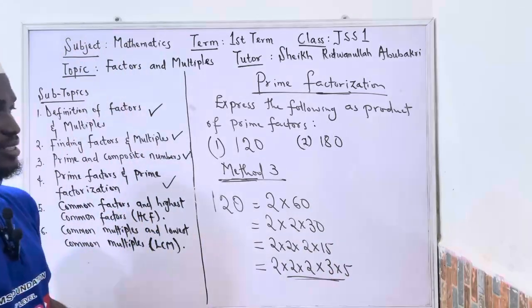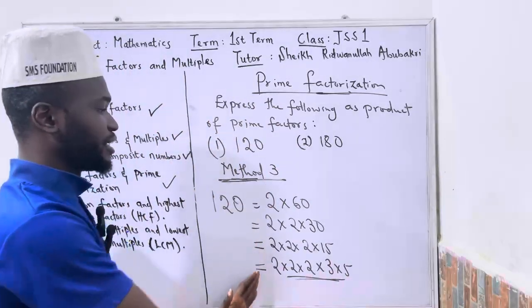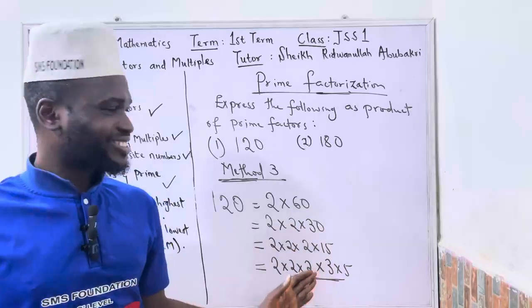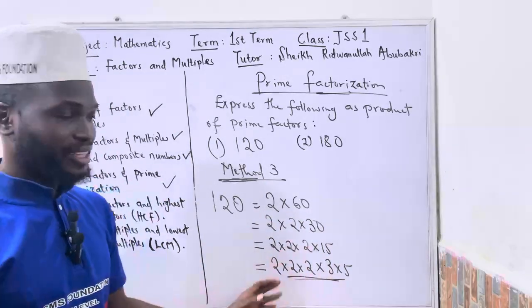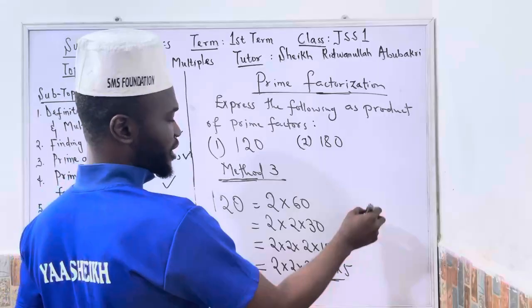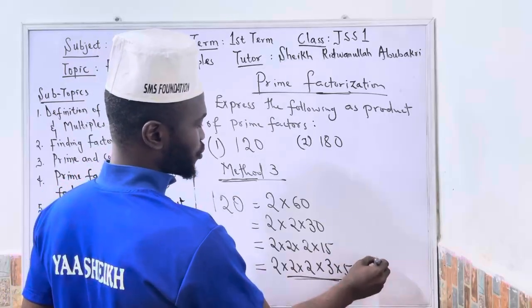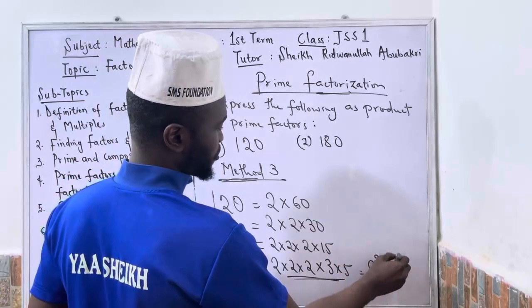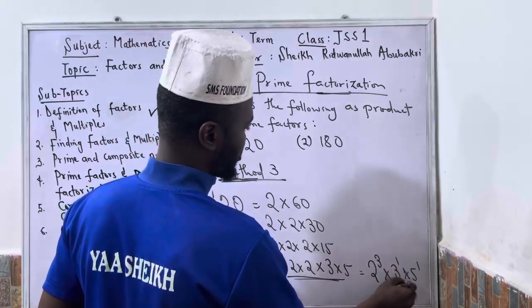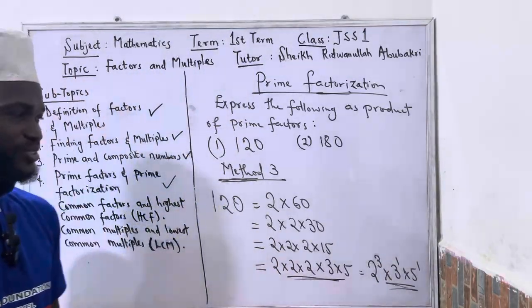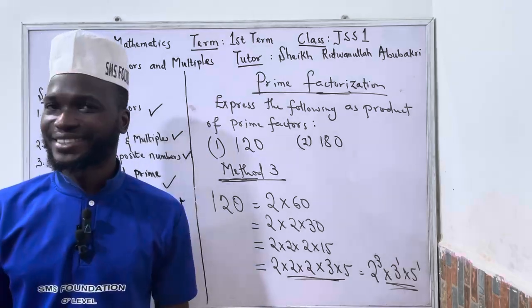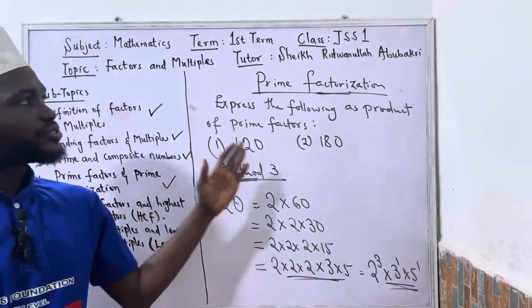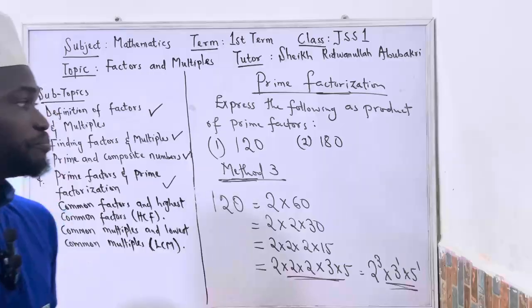You can see that directly coming down like this, I got my answer. But in index form, I can still write it as 2 raised to the power of 3 times 3 raised to the power of 1 times 5 raised to the power of 1. So it's as simple as that. You can see how simple prime factorization can be.